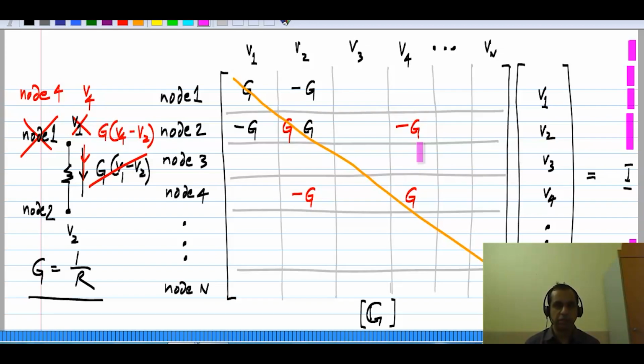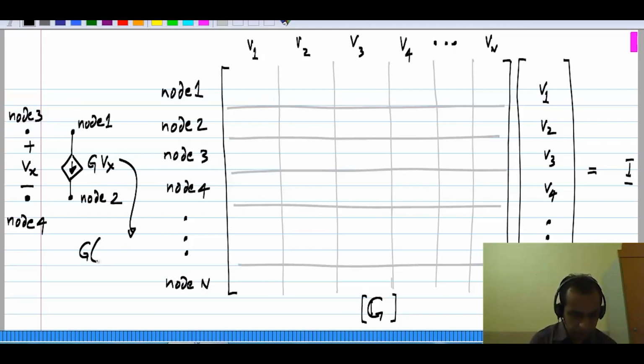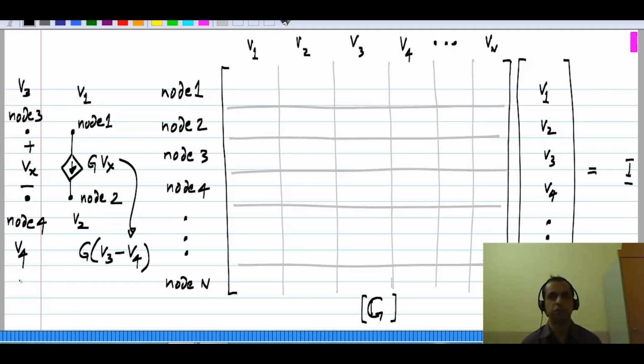Now let's see what happens when we have a voltage controlled current source. So I have a voltage controlled current source here. It has a current flowing from node 1 to node 2, but the current itself is proportional to Vx, which is the voltage between node 3 and node 4. So this current is nothing but G times V3 minus V4. The voltage at node 1 is V1, the voltage at node 2 is V2, the voltage at node 3 is V3, the voltage at node 4 is V4. So how does this appear in the conductance matrix?